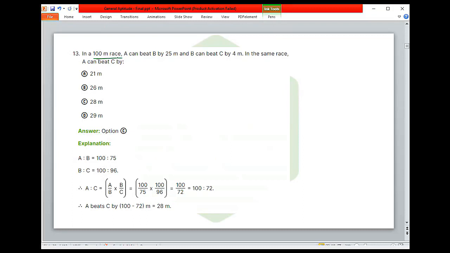In a 100-meter race, A is beating B by 25. So when A is at 100, B is at 75 because it is beating by 25 meters. So A ratio B is 100 ratio 75. B and C 4. So if B is at 100, C is at 96. We need to find out A and C.